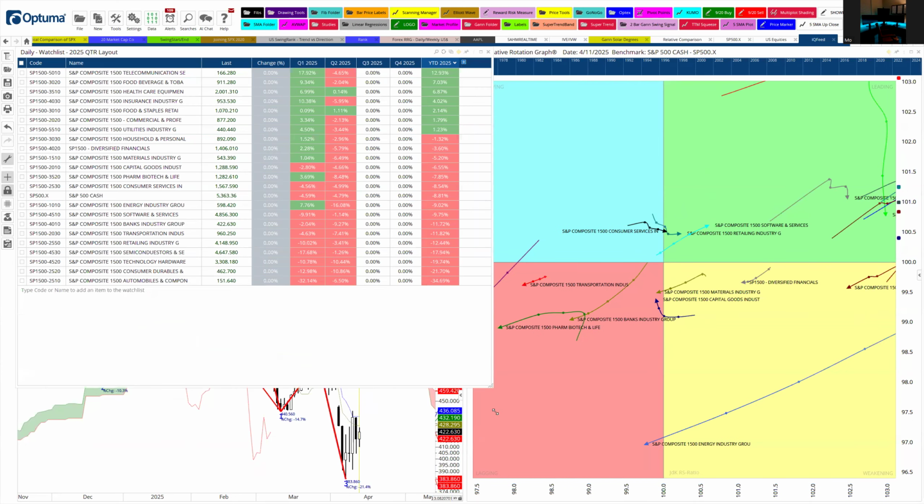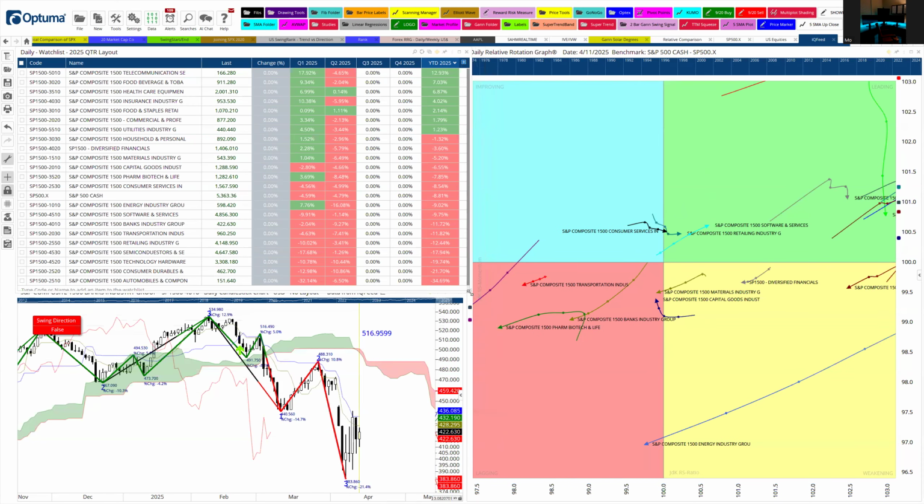I have a full list here. So you have telecommunication, food and beverage, healthcare, insurance, food, commercial utilities, household items, diversified financials, materials, capital. So I pull the data. You're not going to put these codes in Thinkorswim. Energy, software, banks, transportation, retail, semiconductor, technology, consumer. So all of the industries are all here.